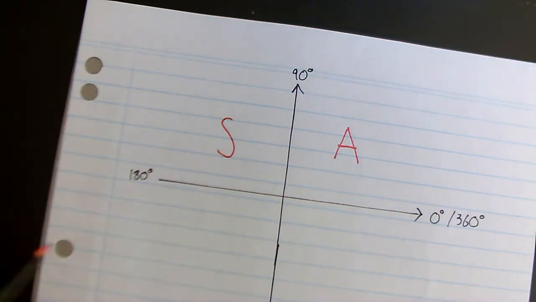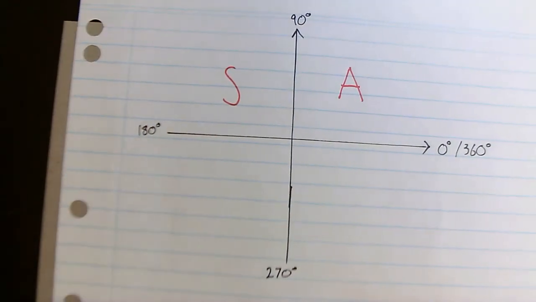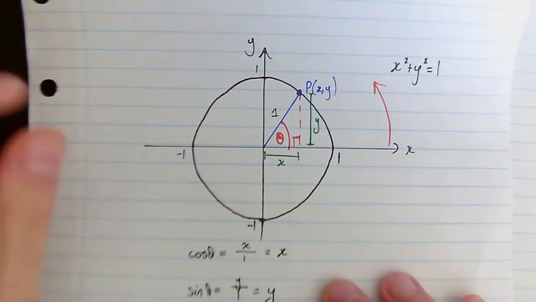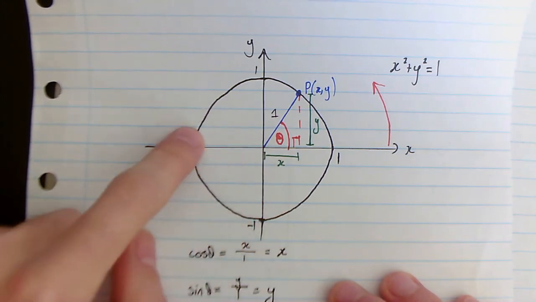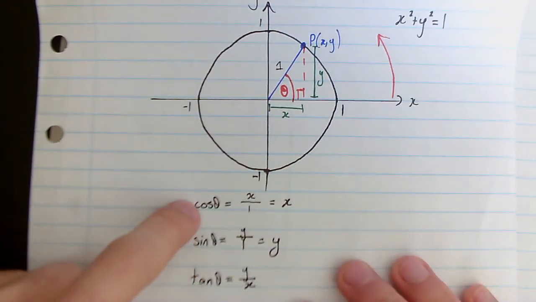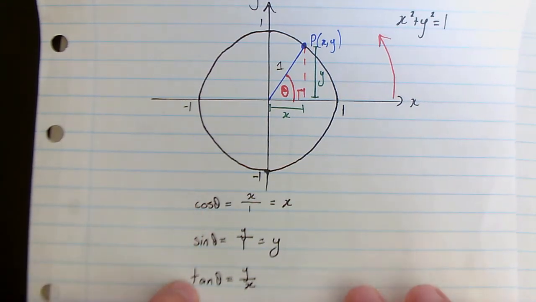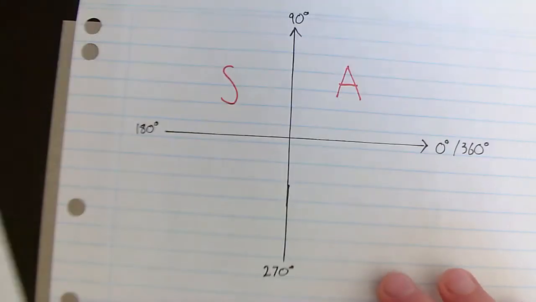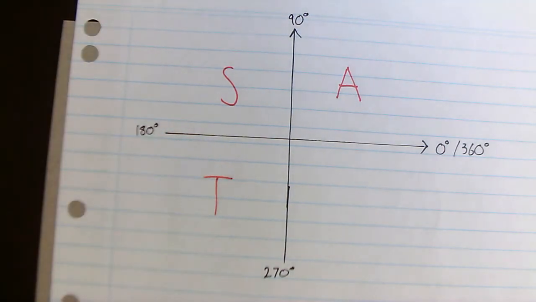Okay? For the third quadrant, we're dealing with angles from 180 to 270. And looking again, what we see is that in the third quadrant, which is somewhere here, the x-coordinate is negative and the y-coordinate is negative. So that means cos is negative, sine is negative, and tan is going to be positive because it's a negative over a negative, which is a positive. That implies that tan is the only positive one in the third quadrant.